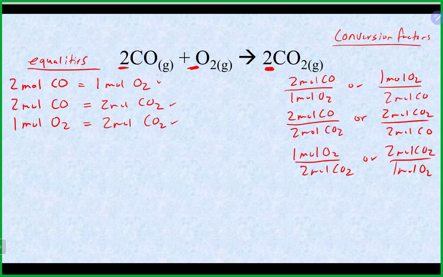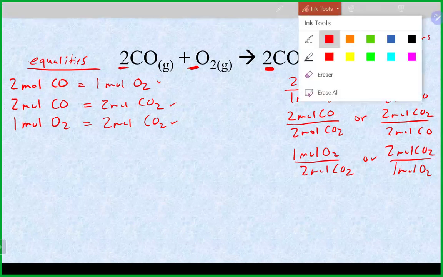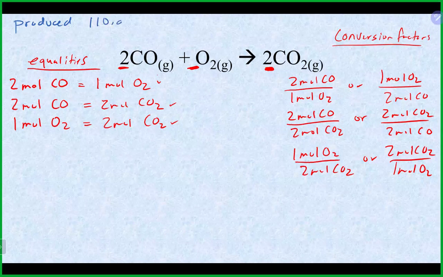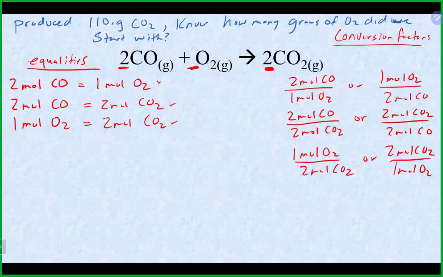So let's see how we can put these together just to finish up with a little example of a stoichiometry problem. Let's just say, for example, in this problem, we produced 110 grams of CO2, and we wanted to know how many grams of O2 we started with. All right, so this is a basic stoichiometry problem.